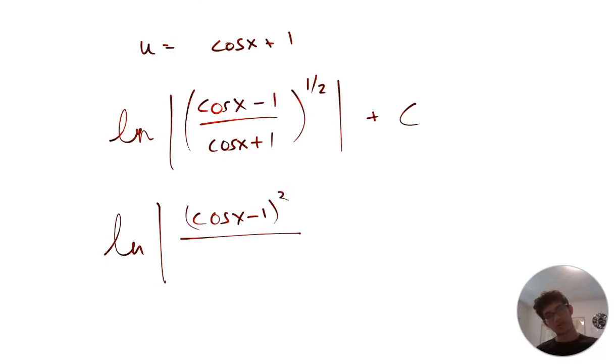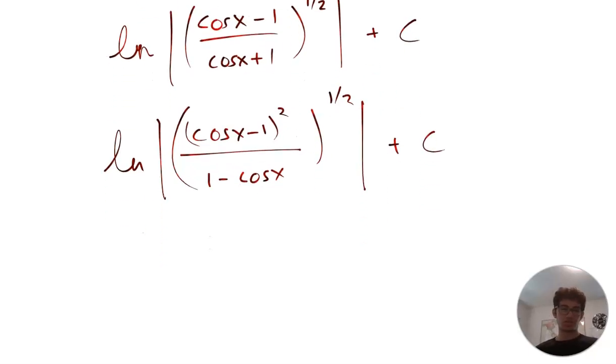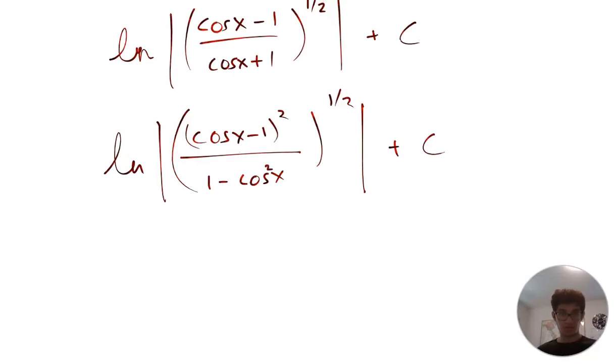Sorry, 1 minus cosine x. But whether it's 1 minus cosine x or cosine x minus 1, we're going to get the same numerator of this squared, all to the 1/2, and then it's 1 minus cosine x, right? Okay, so this is what we have, and then plus c. Oh, sorry, 1 minus cosine squared x.